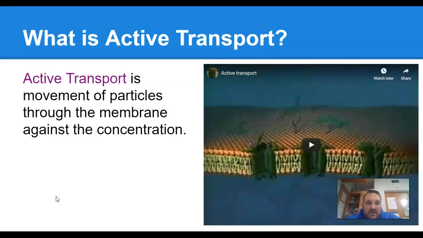Active transport basically uses pumps. I used to have a well at the house that I grew up in. We had to pump the water up out of the ground. Active transport uses energy to pump stuff in or out of the cell.